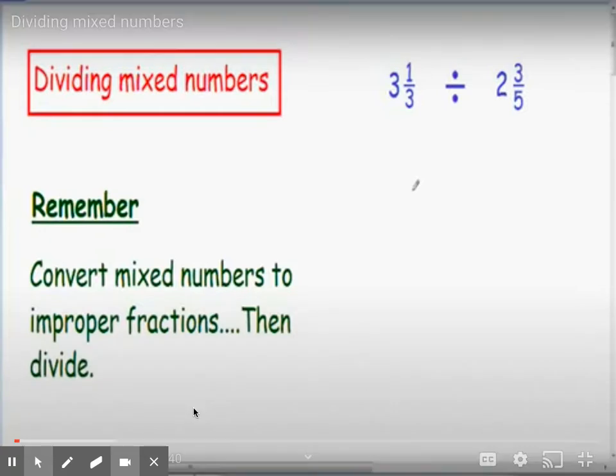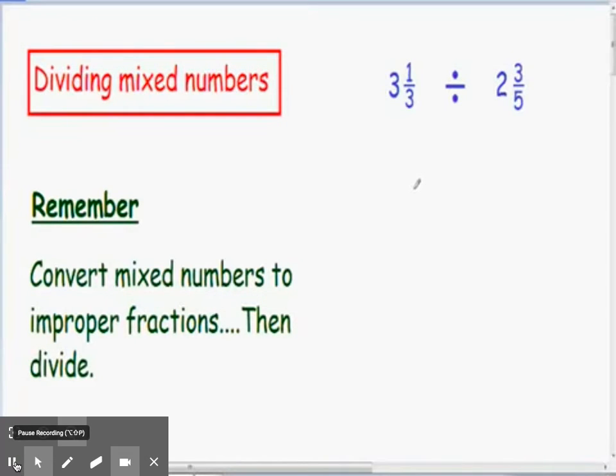So welcome to the video on dividing mixed numbers. Here we have 3 1/3 being divided by 2 3/5. And the first thing I like to do, and I wrote this for you in green, is to convert the mixed numbers into improper fractions and then divide. So that's the first thing I'm going to do. I'm going to convert these mixed numbers into improper fractions.